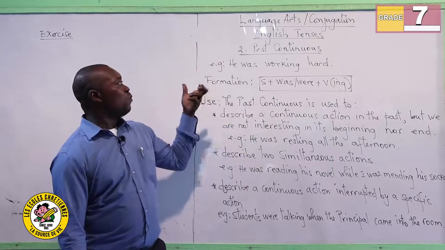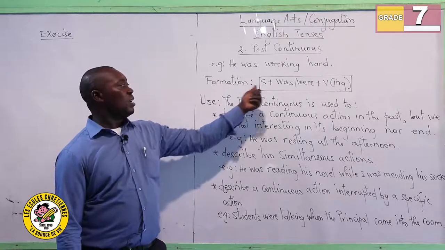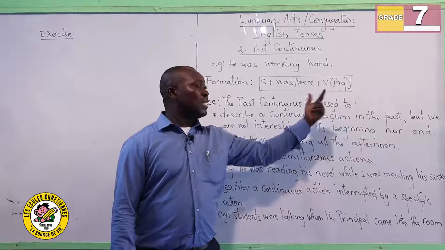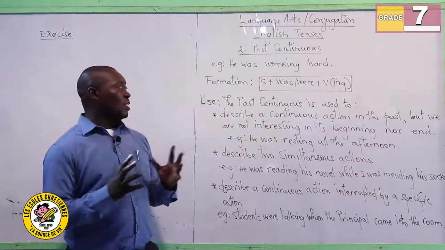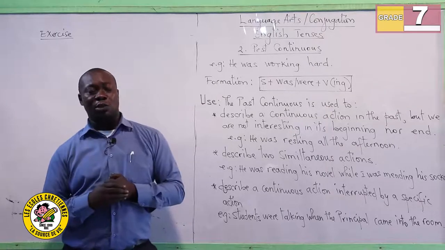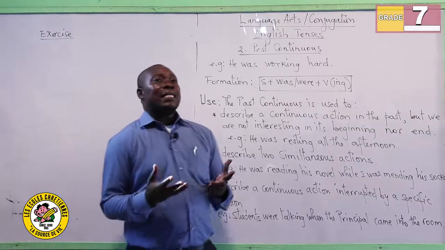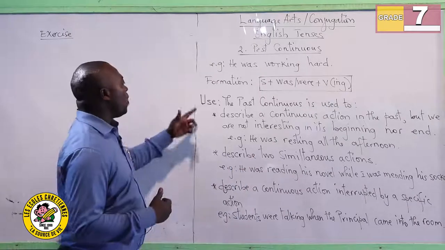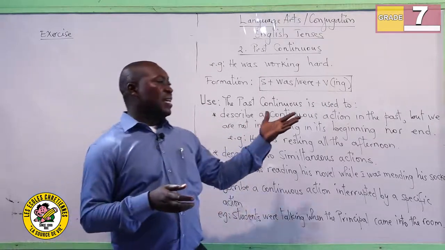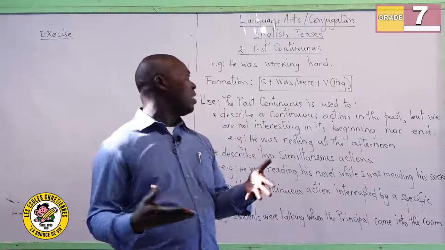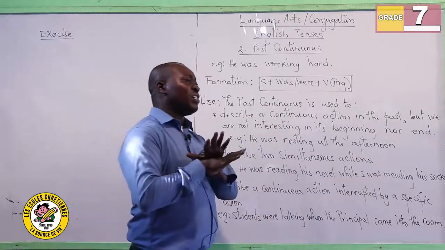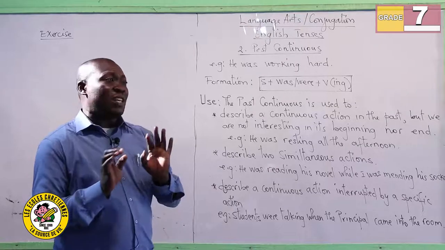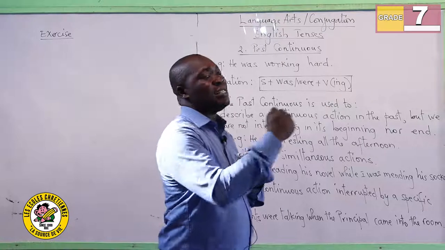So if you want to form the past continuous, you need to use the subject plus the past of to be, which is was or were, plus verb in ing form. When you use that combination, you are going to get a good outcome. And so, why do we use the past continuous, what we call again past progressive? First of all, we use the past continuous in order to describe a continuous action in the past. But here we are not interested in the beginning or end. What is important here is to know that an action took place and it was a continuous action.